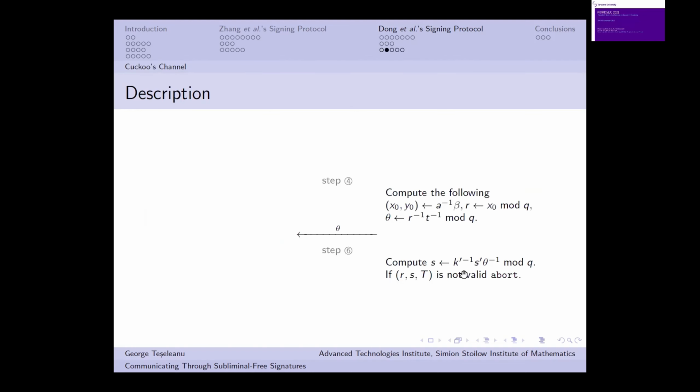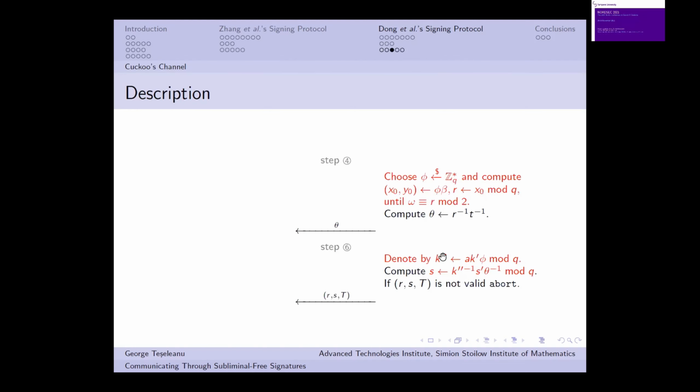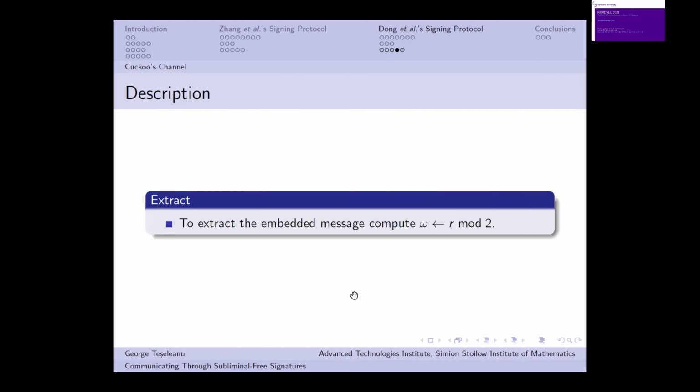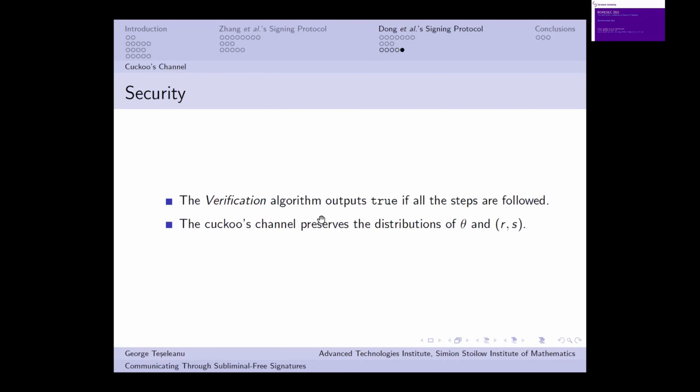And we also managed to find the cuckoo channel that, again, can be embedded in this signature. Again, we had to show that the verification algorithm still works and that the channel preserves the distribution of the transcript. Note that in this case, the authors didn't say that they want to prevent failed stop channels or cuckoo channels, and they also didn't claim that Walter is honest. So we are free to do anything we wanted here.